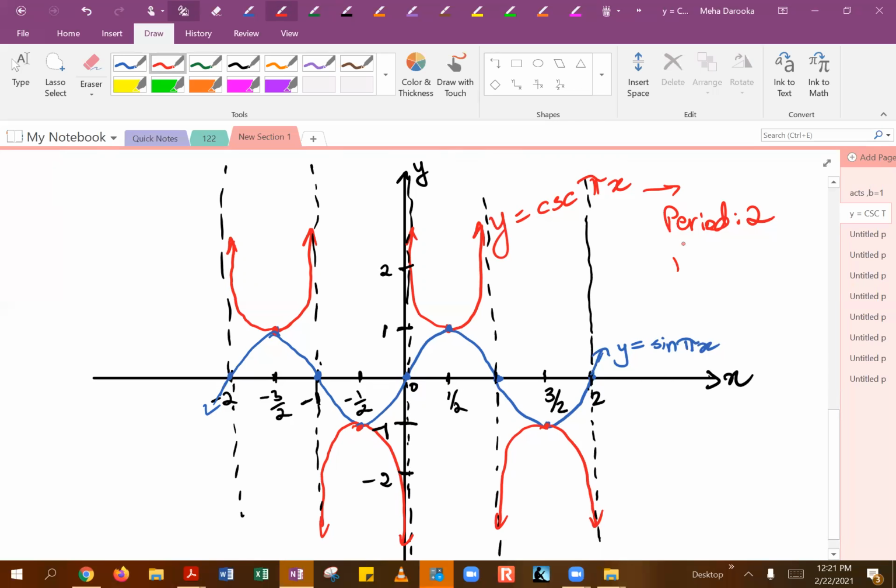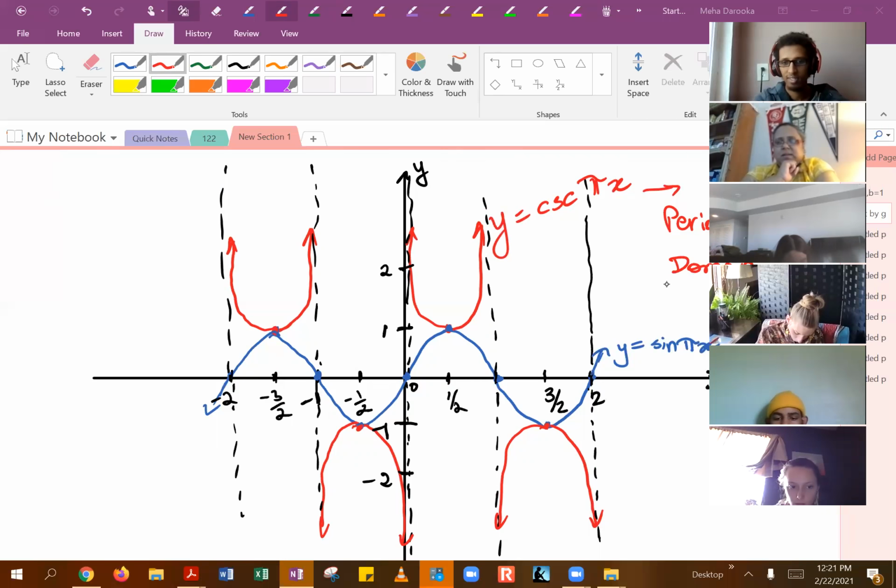How would you write the domain for this cosecant function? Because you have to see where those asymptotes are, right? So how would you write the domain for this particular y equals cosecant of pi x? All real numbers except n. So you would say all x except.